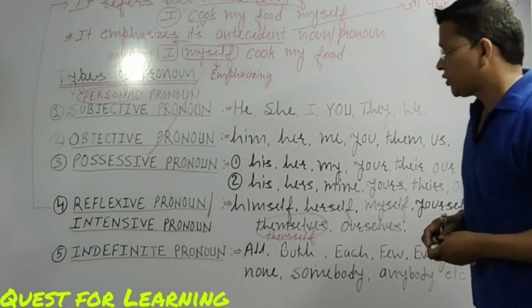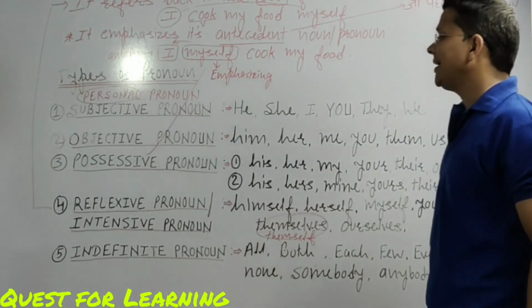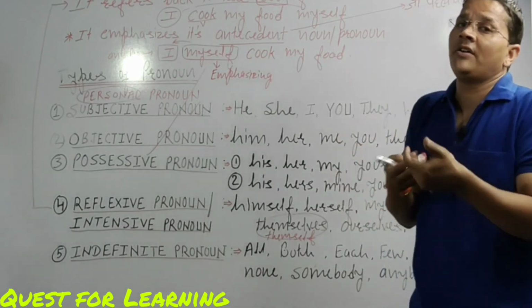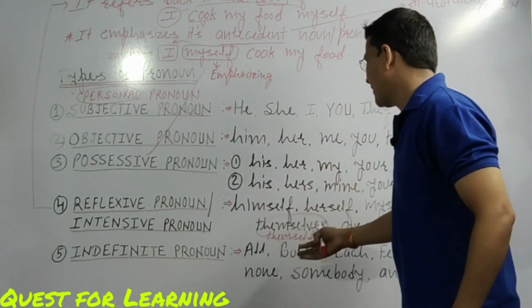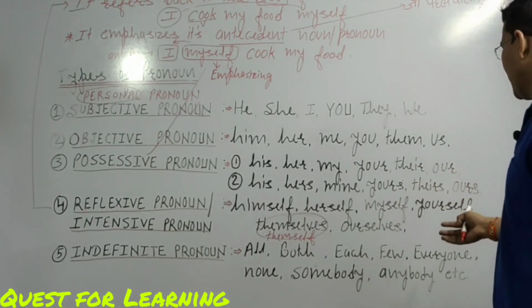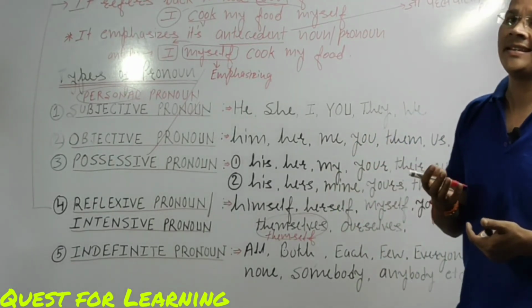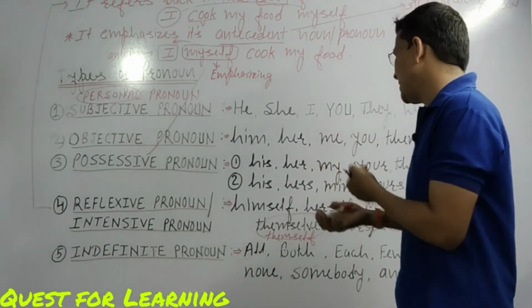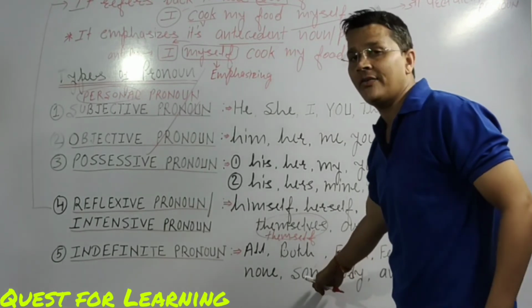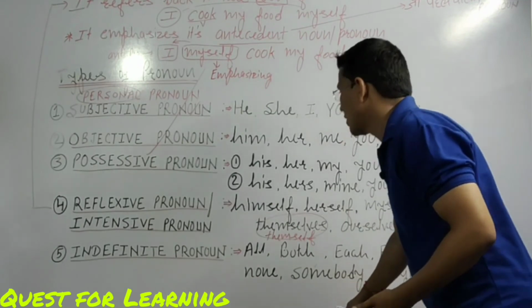Okay, now we are going to talk about the next type of pronoun, the indefinite pronoun. Indefinite means which is not definite, जो definite नहीं है. Indefinite pronouns: all, both, each, few, everyone, none, somebody, anybody, etc. Somebody has stolen my pen. किसी ने मेरा पेन चुरा लिया. Somebody, किसी ने, is not definite. We don't know who has stolen my pen.